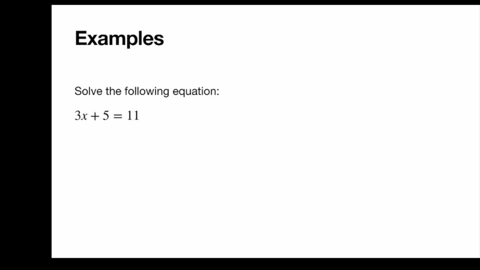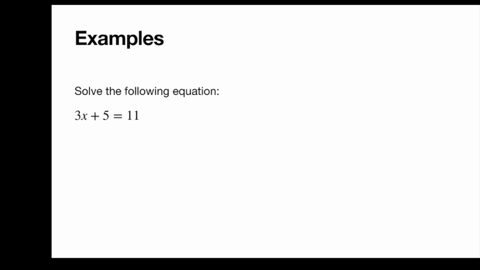Right, so the first thing we need to do is to take note of the operations that are in use. We have 3 multiplied by x there. So 3x means 3 is multiplied by x. And the reverse operation for multiplication is division. Then it says plus 5. So there is another operation, the plus sign. We can reverse the addition sign by subtracting. So that is basically the method we are going to use.